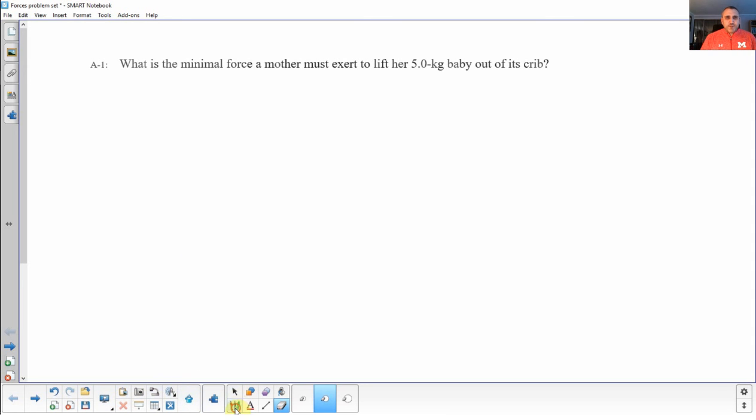Hi everybody. So this is sort of the review. This is the additional exercises for forces and free body diagrams for CP Physics. So let's get into it.